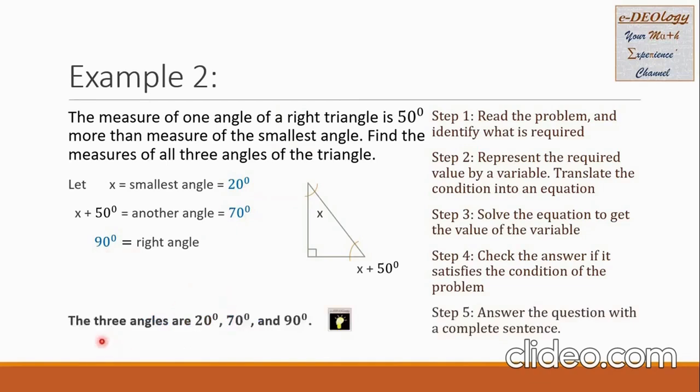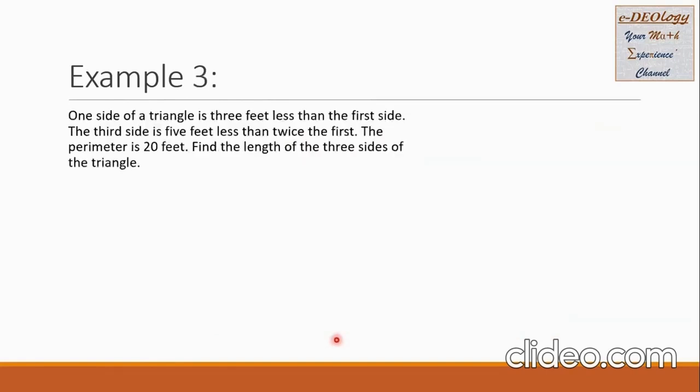So step 5, we will answer the question with a complete sentence. We will write: the three angles are 20 degrees, 70 degrees, and 90 degrees. And this is our final answer.